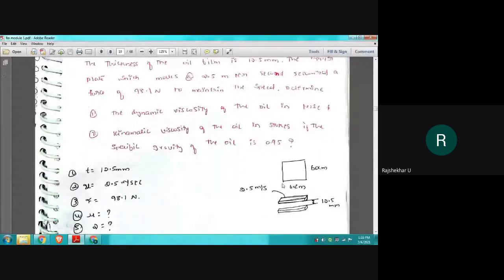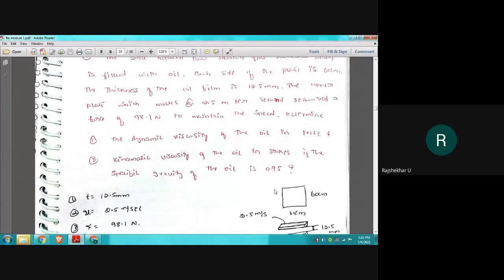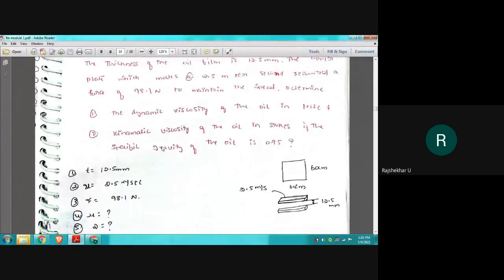So here it is given that there are two plates. You can consider that one plate is fixed and the upper plate is moving. The space between them is 12.5 mm, and it is filled with oil whose viscosity is not given. We have to find out the dynamic viscosity of the oil in poise. After that, we have to find out the kinematic viscosity of the oil in Stokes, if the specific gravity of the oil is 0.95.